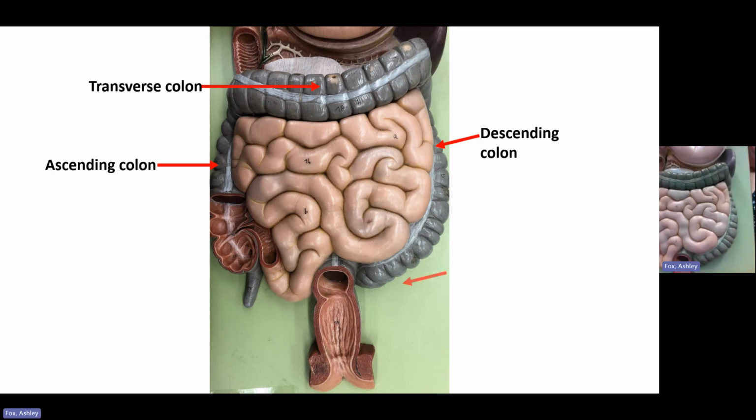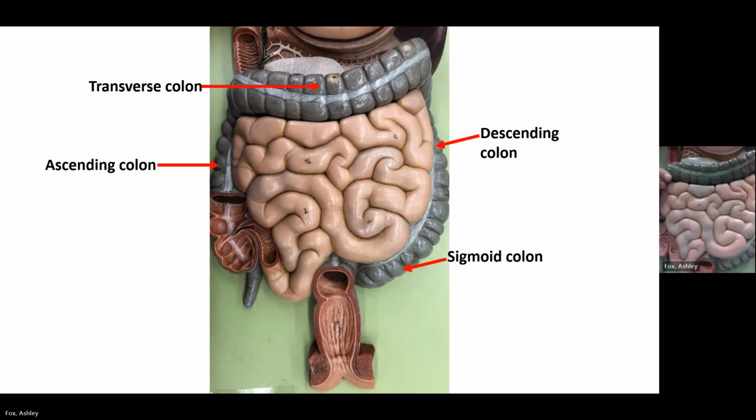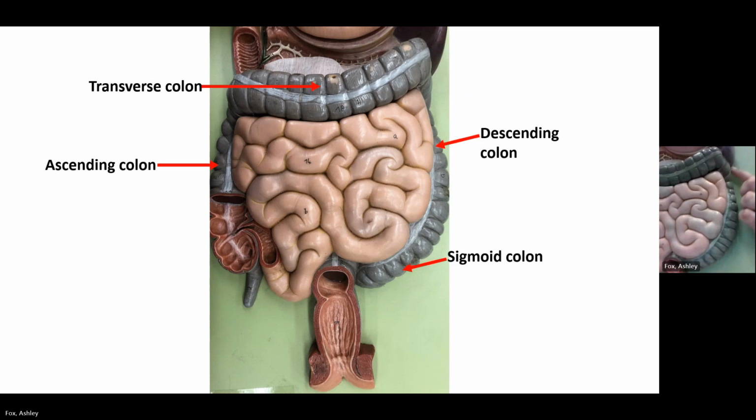And then there's a little piece that starts right here once you flex it around and it curves around. This section is called your sigmoid. It makes an S, sigmoid colon right here. So you come in through the ileocecal valve. This is the cecum, vermiform appendix, ascending colon, transverse colon, descending colon, sigmoid colon.